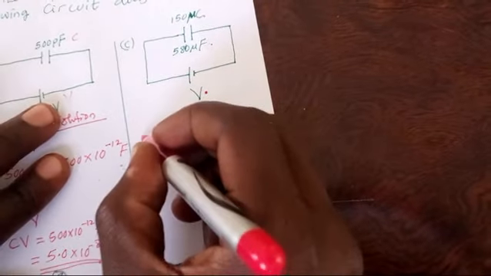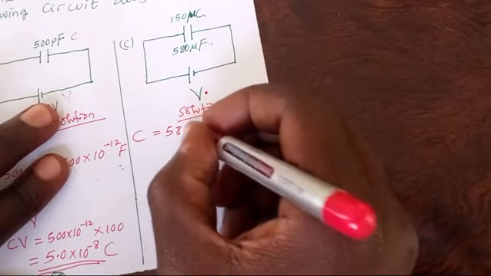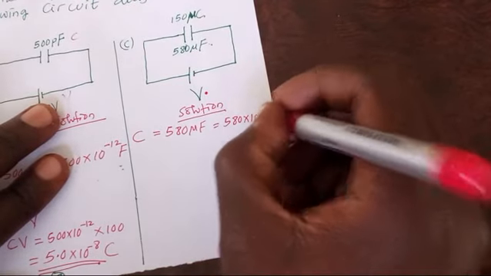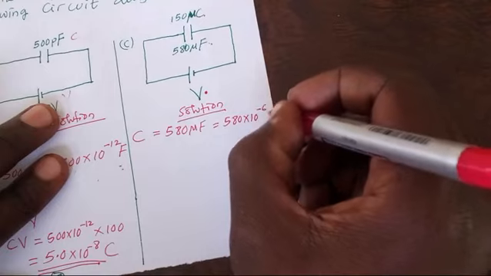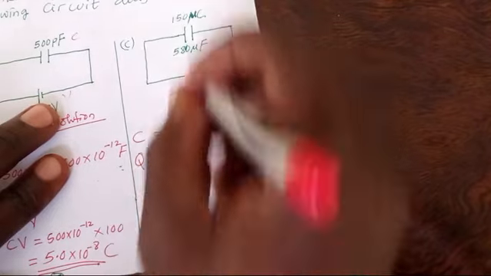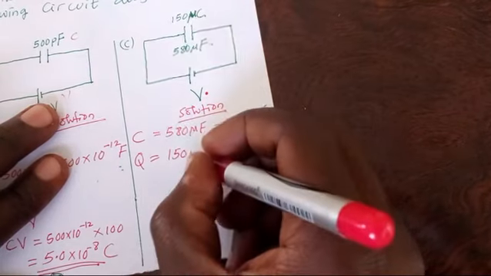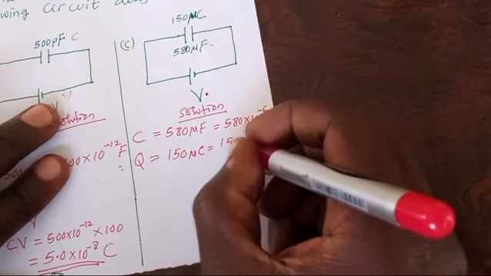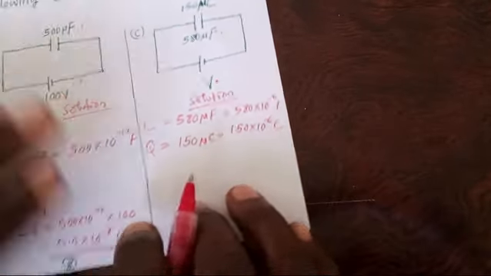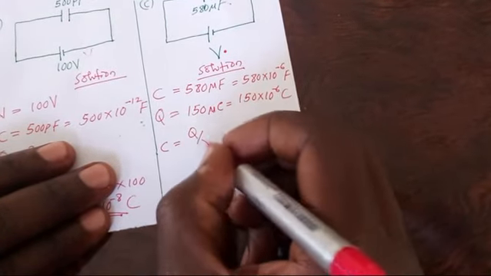So we are going to say, okay, our C, capacitance of the capacitor, is 580 microfarad, and this is 580 times 10 raised to the power of minus 6 farad because of the micro. And then the charge Q is equal to 150 microcoulomb, and this is 150 times 10 to the power of minus 6 coulomb because of the micro. Again, we use our formula. It says C is equal to Q upon V.